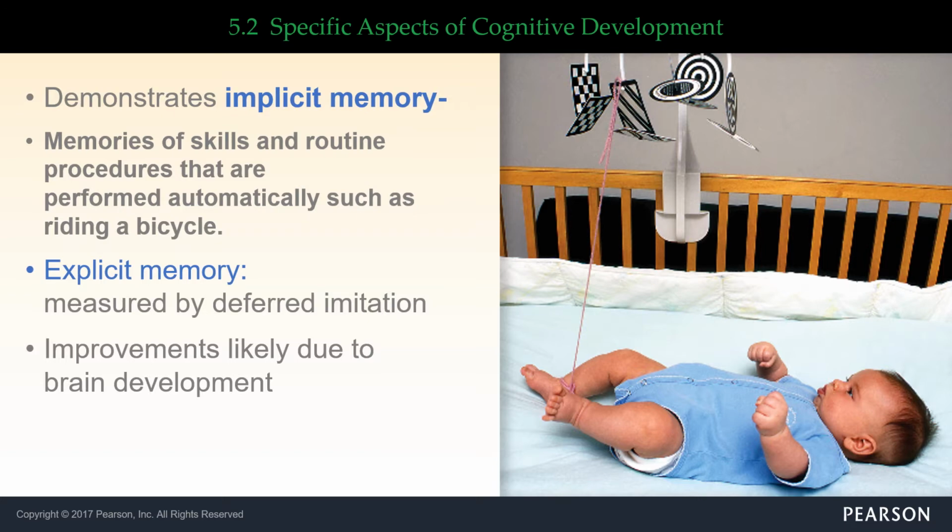So there are a couple of types of memory that come into play for infants and toddlers. There's implicit memory, which is memory of skills and routine procedures that are performed automatically, such as riding a bicycle. And for infants, that might be possibly batting at something that's moving in front of them. Explicit memory is measured by deferred imitation. This is improvements likely due to brain development. And so they just remember something that happened in the past, and then they repeat that.